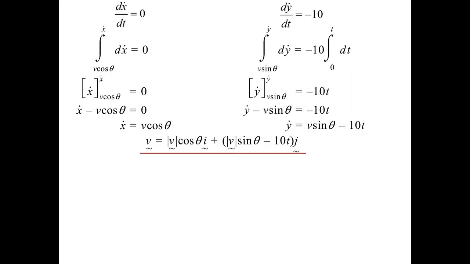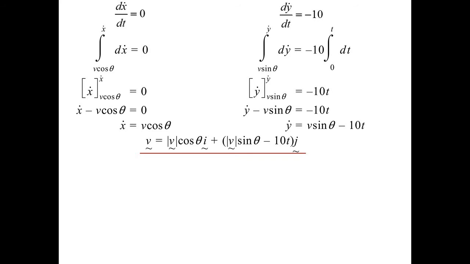Let's have a look at y dot. Again, we'll integrate. Well, this time on the right-hand side, we don't have 0, so I'll integrate with respect to t, but that'll become minus 10t on the right-hand side. On the left-hand side, y dot minus v sine theta. Move everything to one side, and there is my velocity in the vertical direction. And so combining that all to get a velocity vector, we'll have whatever the magnitude of v is times cos theta i, and magnitude of v sine theta minus 10t.